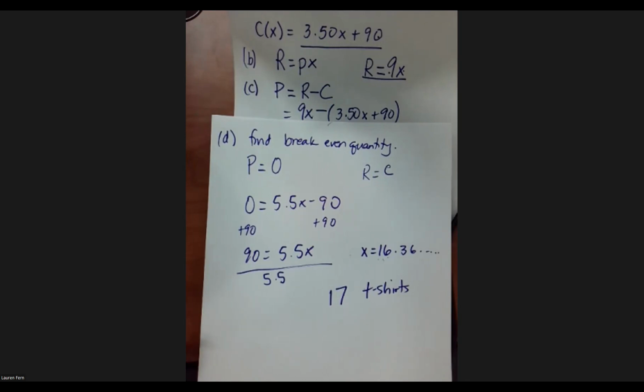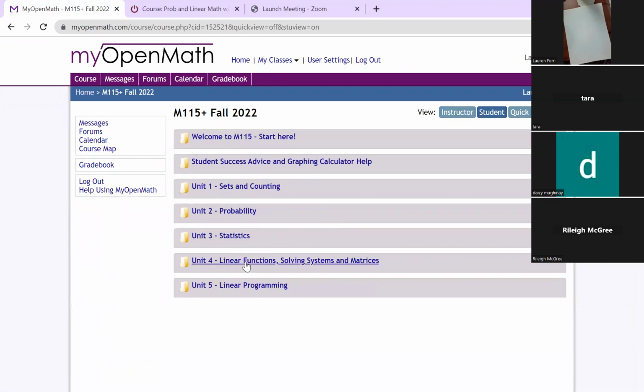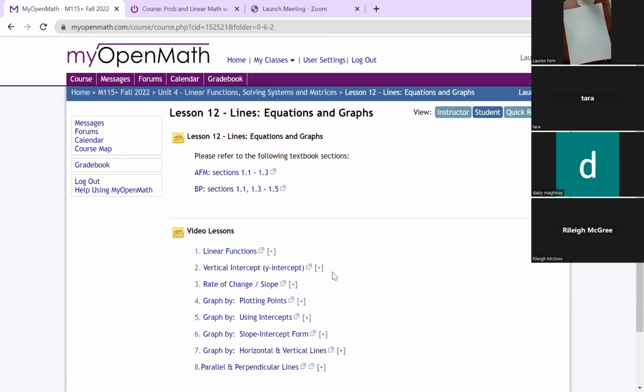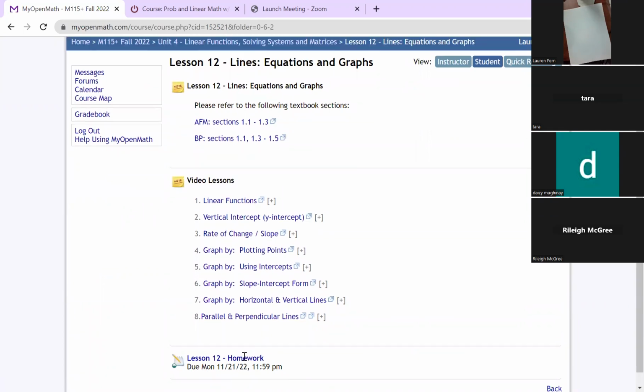All right, so what I want to say to everybody is I am going to share my screen here. All right, so here's our My Open Math page. How very exciting. I believe I already set the due dates. So in Unit 4, we did lesson 12. I just want to point out that lesson 12 is due next Monday by midnight.